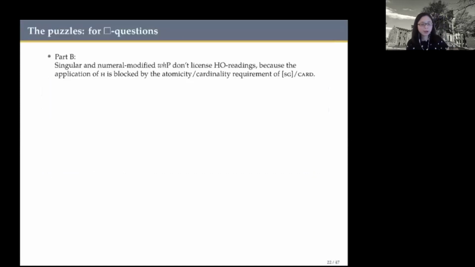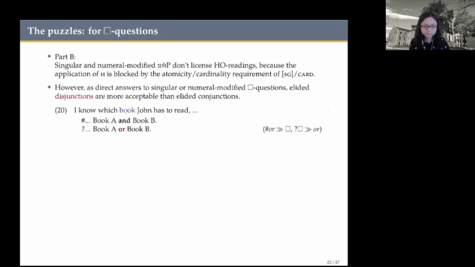So previously in part B, we said singular and numeral modified Debye phrases don't license higher-order readings because the application of the Ident shifter is blocked by the atomicity requirement of the singular feature and the cardinality requirement of the card predicate. That's what we said in the last session. But there is a puzzle.